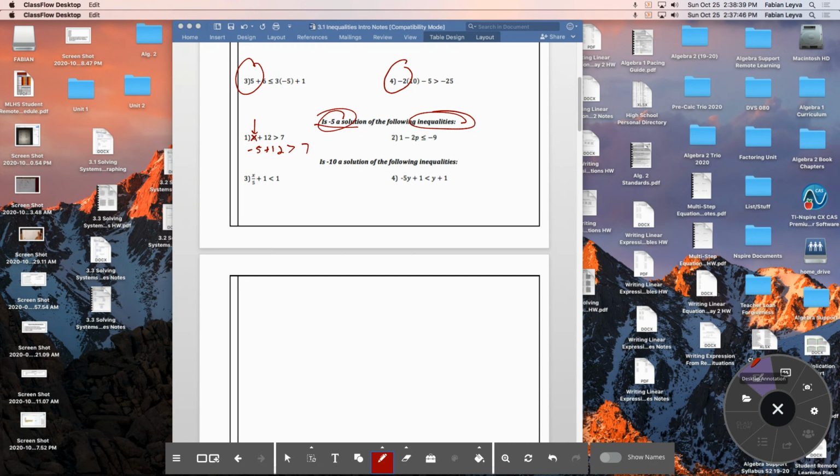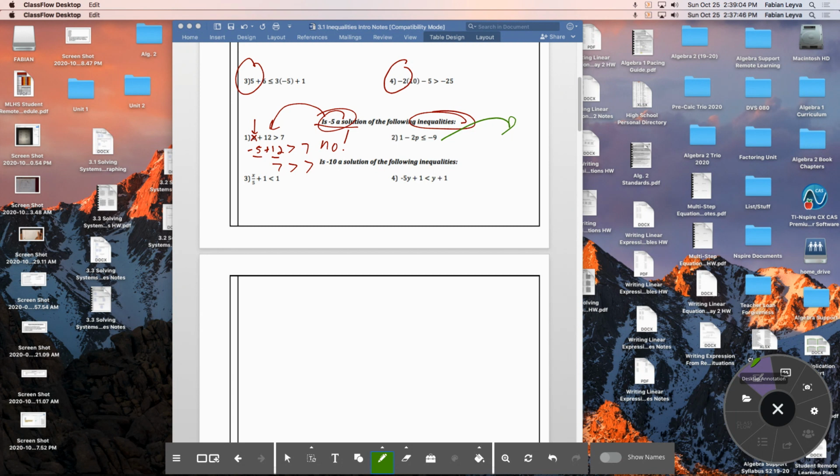So remember your rules of PEMDAS: no parentheses, no exponents, no multiplication or division, there's only addition. Negative 5 plus 12 is a positive 7. Now, is 7 greater than 7? And the answer is no, this is a false statement. So, is negative 5 a solution to this inequality? No, it's not. Let's check to see if it is on our other inequality right over here.